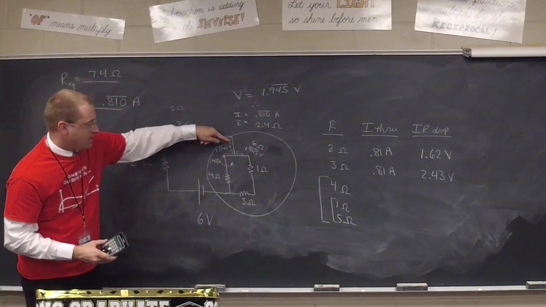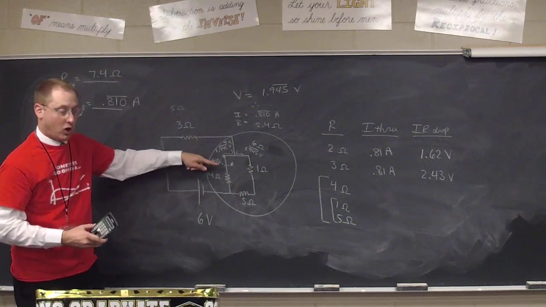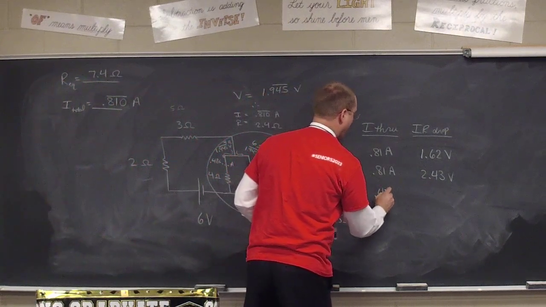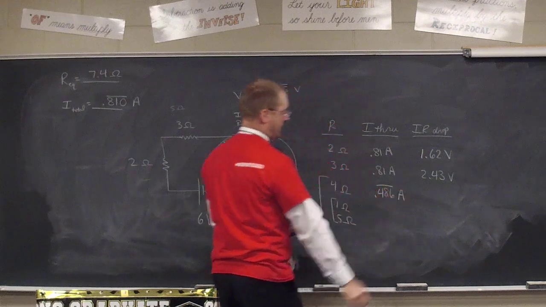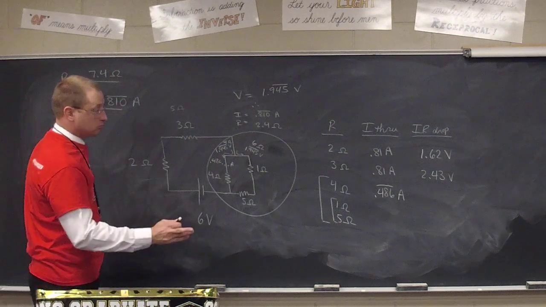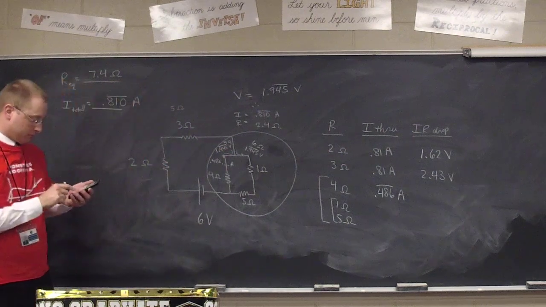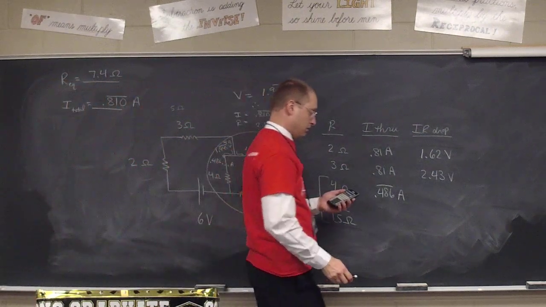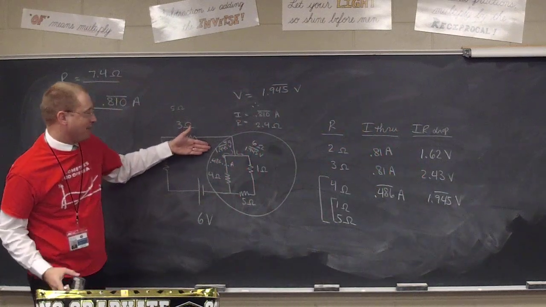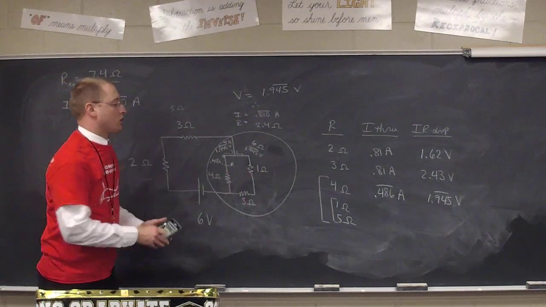Now, once 0.486 amps has chosen to go this way, all 0.486 amps has to go across the 4 ohm resistance. So the 4 ohm resistance gets 0.486 repeating amps. Well, if it gets 0.486 repeating amps and it's 4 ohms, how much voltage gets used up? 1.945 volts. All the 1.945 volts that went into the branch got used up at that one resistance because there was only one there.